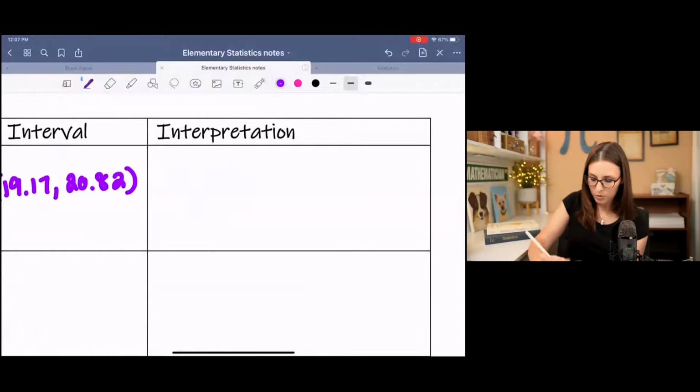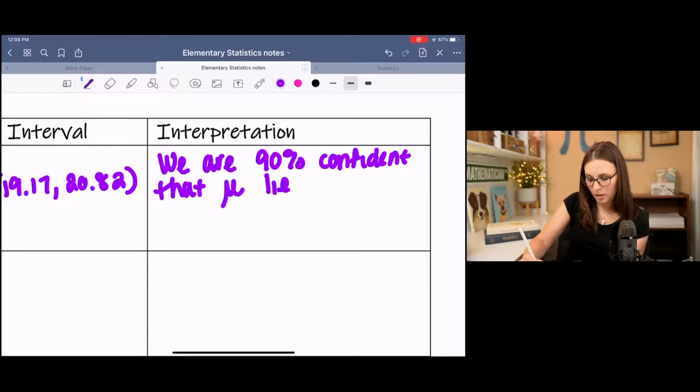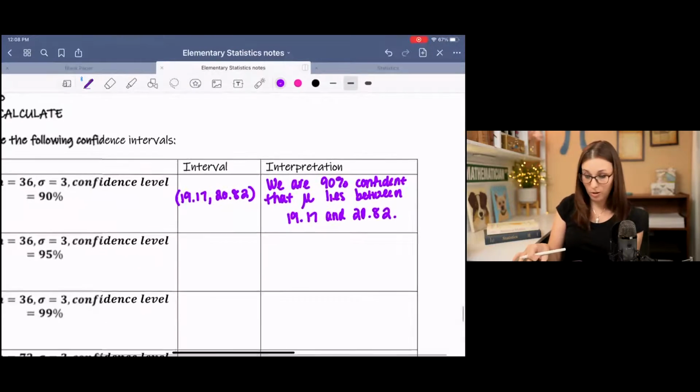we are 90% confident that the population mean lies between 19.17 and 20.82. So that's all. That's all you have to do.